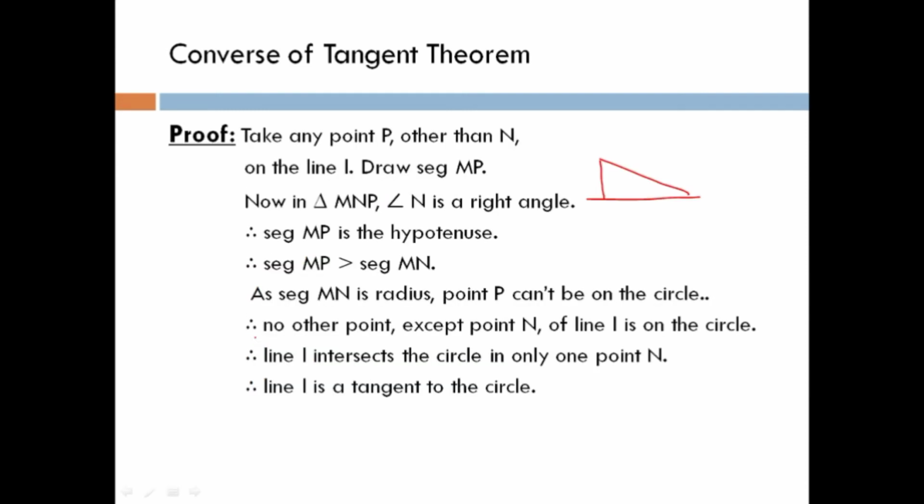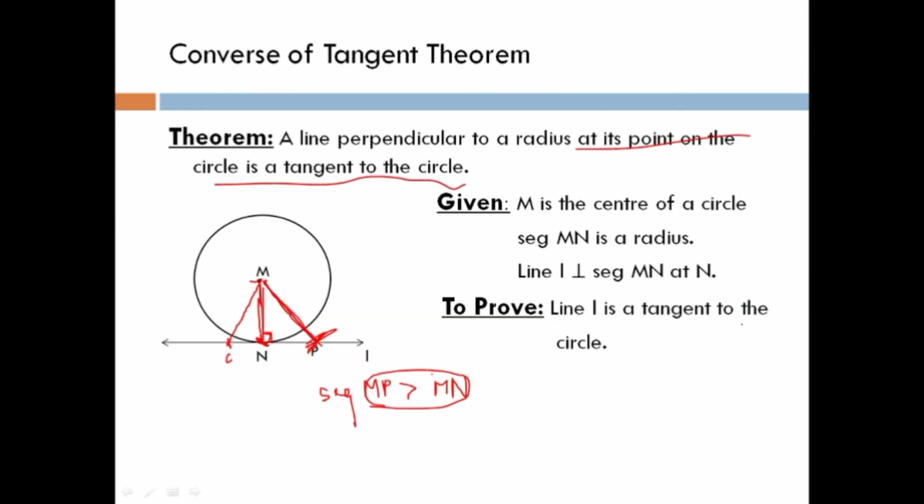This we proved. And as segment MN is the radius, point P can't be on the circle. No other point except point N of line L is on the circle, right? So only point N lies on the line L as well as on the circle, and we have seen that point P or point C does not lie on the circle here, because always if you draw a hypotenuse or try to find the length of these lines, you will get it greater than the radius, right?